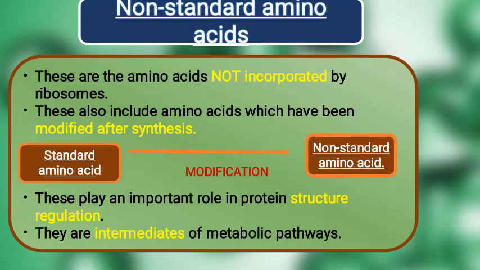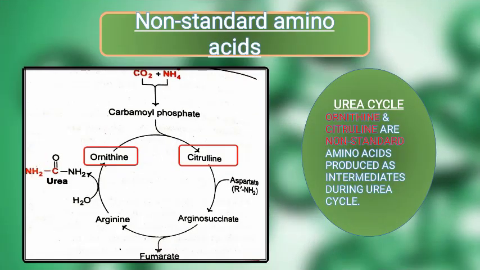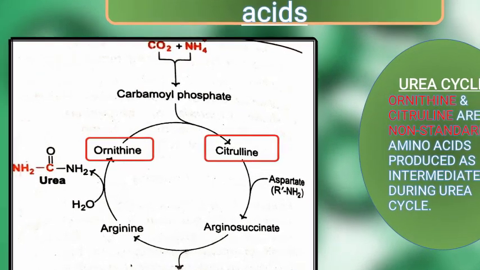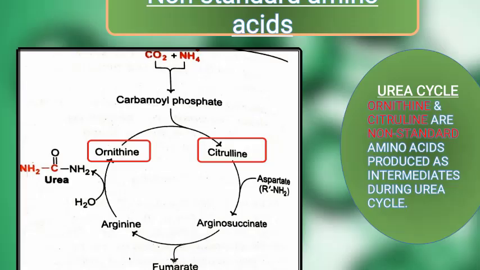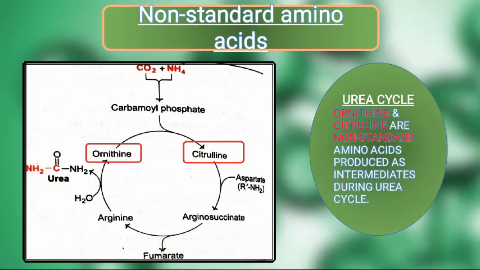Now, what is the importance of non-standard amino acids? They play very important role in protein structural regulation, and they are intermediates in metabolic pathways. I've given here the example of urea cycle. The intermediates ornithine and citrulline are formed during urea cycle. They are non-standard amino acids.